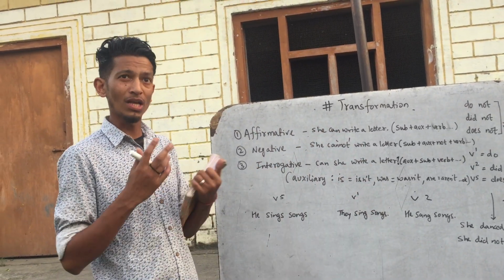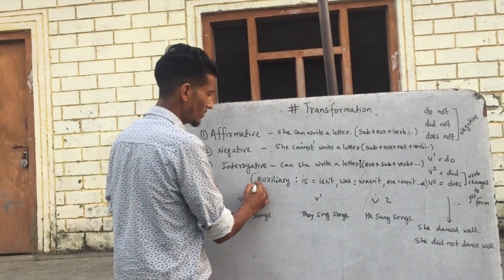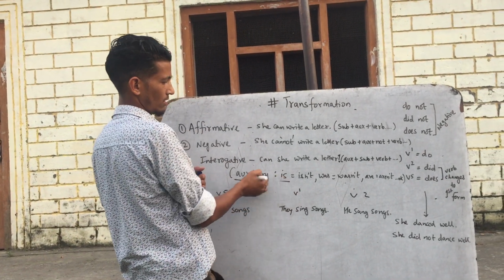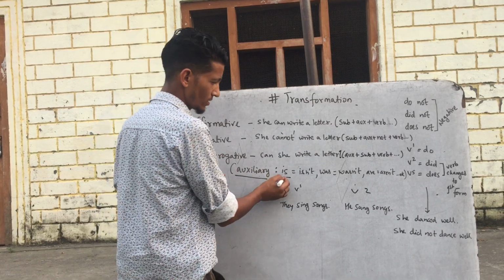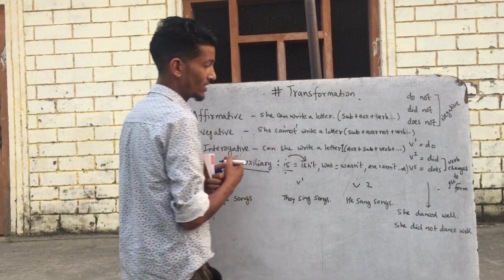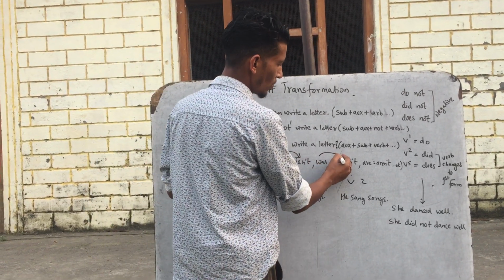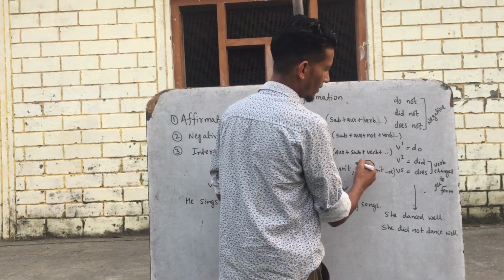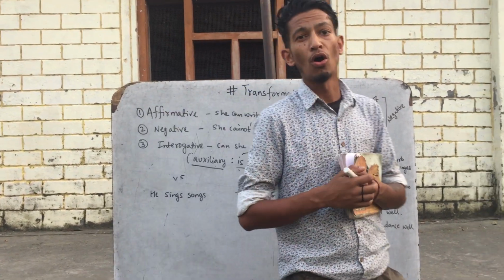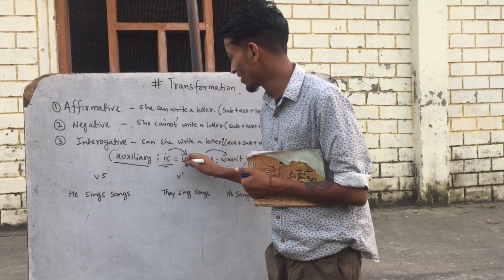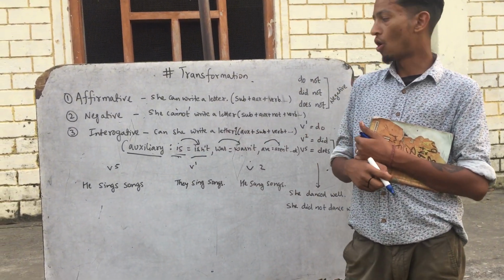So whenever we need to transform a sentence, we need to know if there is an auxiliary verb in the sentence. What are auxiliaries? So let's say auxiliary verbs are just like, here I have written is. So the contracted forms of auxiliaries are isn't, was, wasn't, are, aren't, etc. These are called auxiliary verbs. So this is auxiliary and this is the contracted form of auxiliary verb.